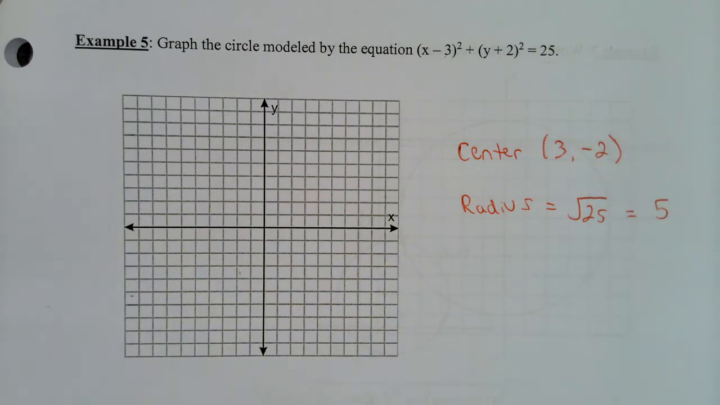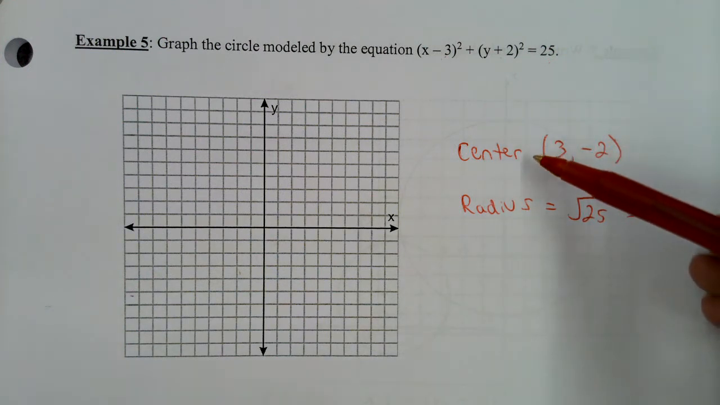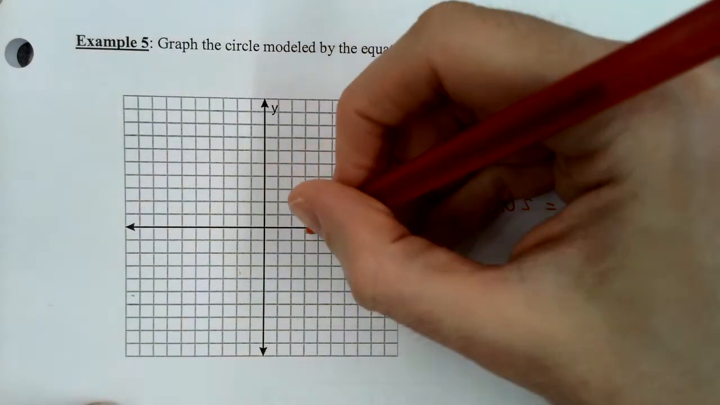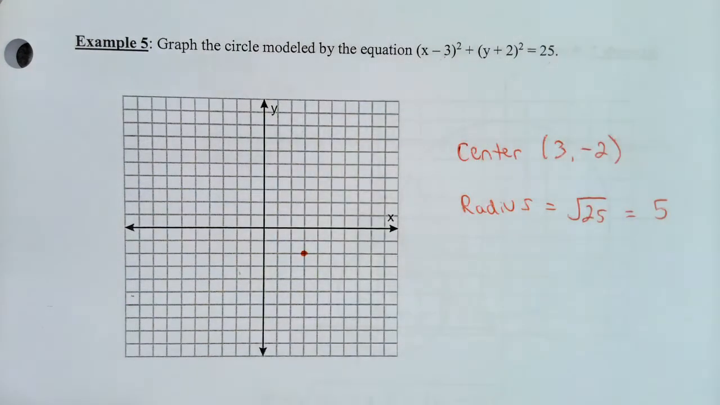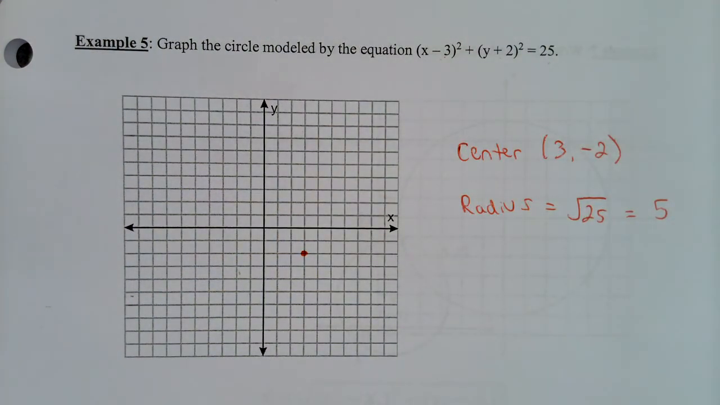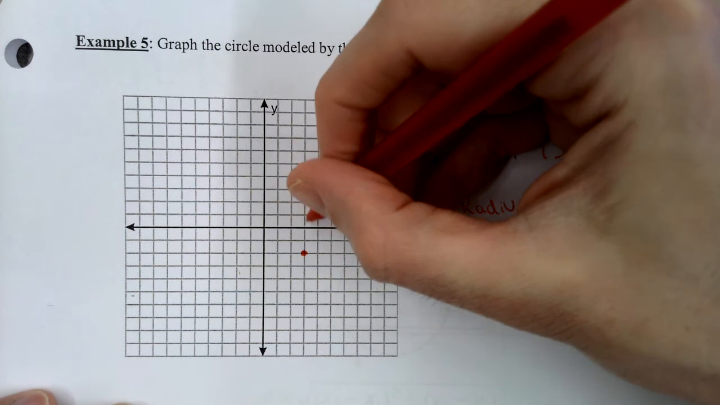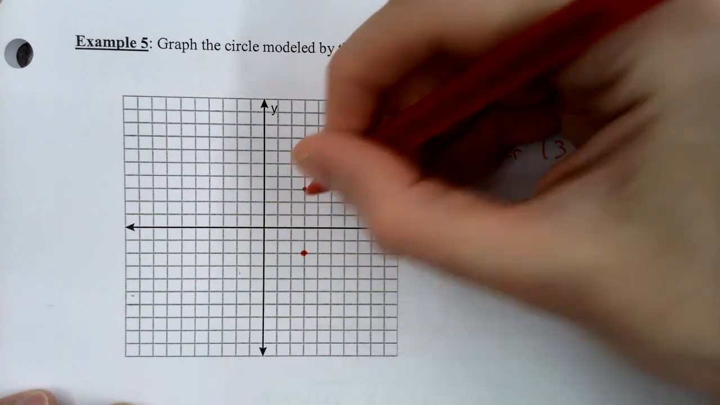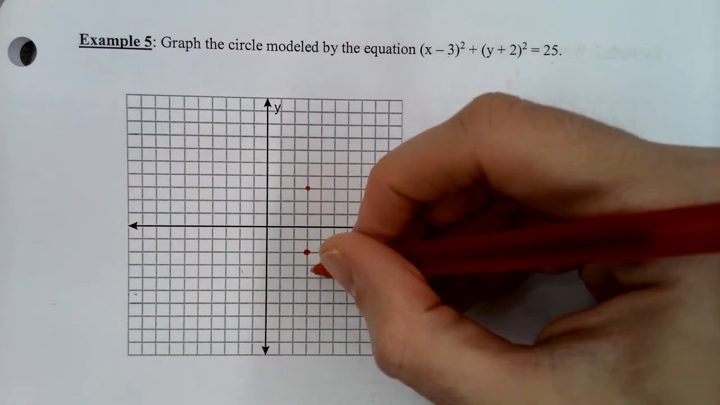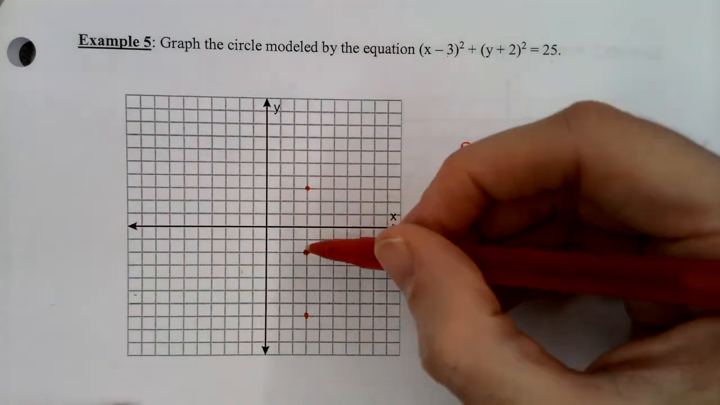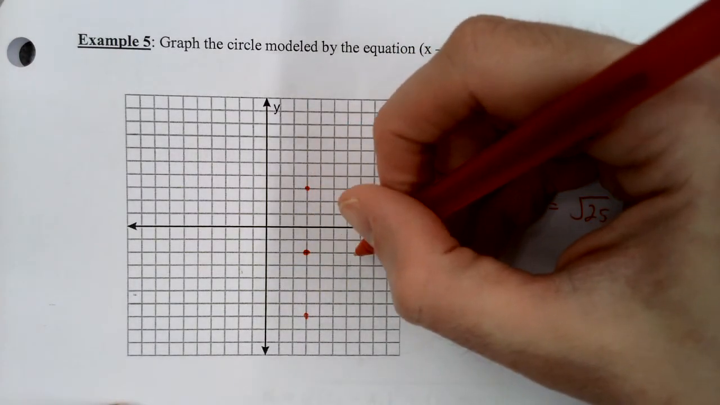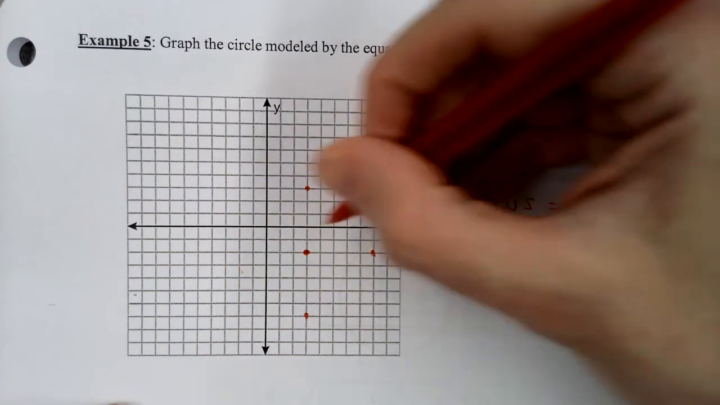Now we graph this by plotting the center first, 3, negative 2. The radius is 5, so from the center, we're going to count up 5 and put a point. Then from the center, count down 5 and put a point. Then count right 5 and put a point, and then count left 5 and put a point.